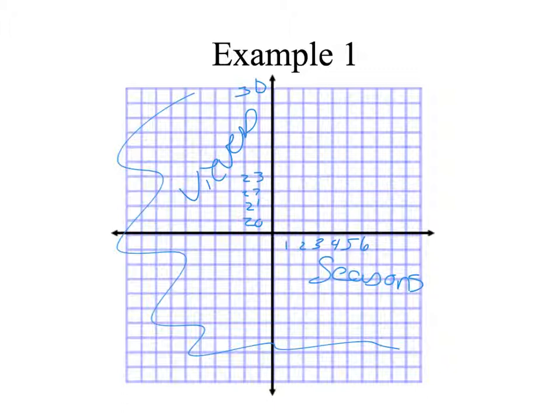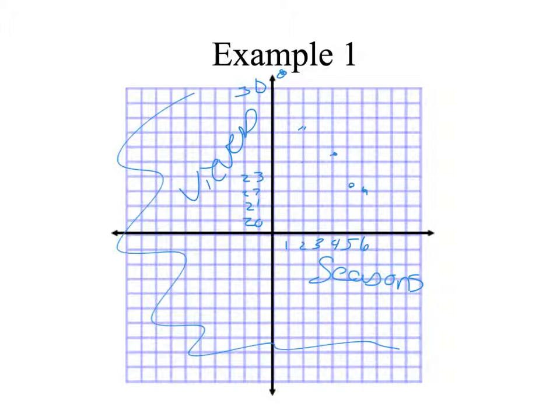So season 1, they had 31.7 million viewers. That's off the chart a little bit up there. Season 2 was 26.3. Season 4 was 24.7. Season 5, 22.6. And season 6 was 22.1.